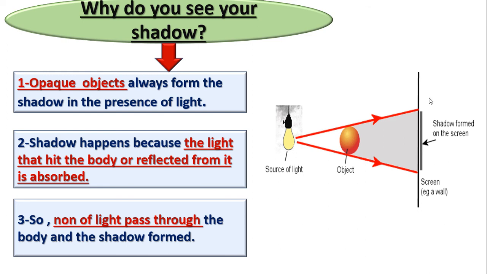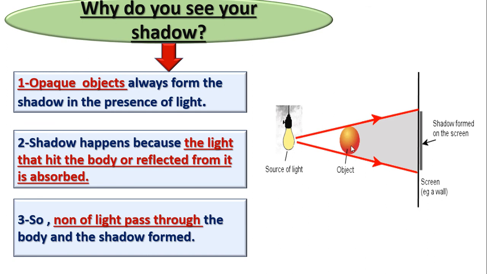Is called what? Shadow. So the shadow only happens for what? For the opaque object, because it doesn't allow any light to pass through it. And that's why you can see your shadow, in the shape of your body. So again, the light tries to pass through the opaque object, but it doesn't allow any light to pass, so there will be a dark area here. This dark place is called a shadow. So to make a shadow we should have a light.